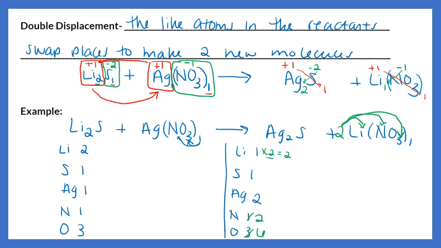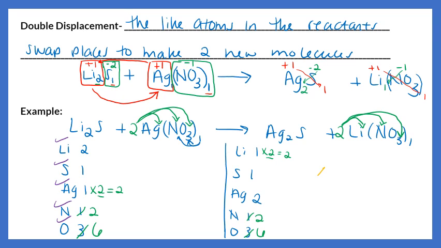All right, and then let's turn my silver into 2. Two times 1 is 2. 2 times 1 for the nitrogen is 2. 2 times 3 is 6. Let's look. I've got 2 and 2, 1 and 1, 2 and 2, 2 and 2, 6 and 6.